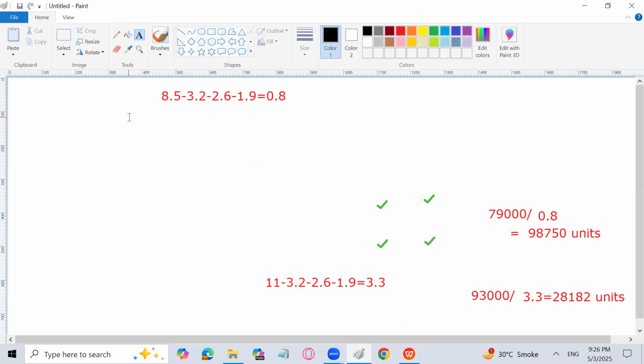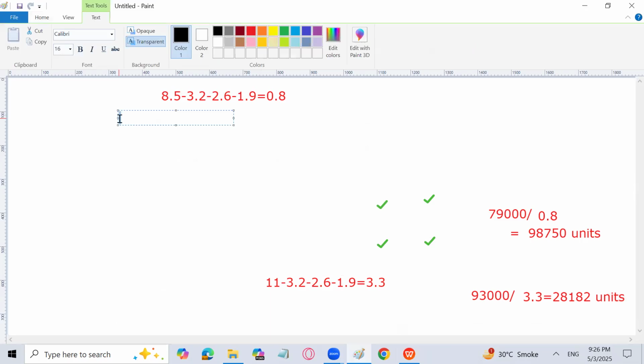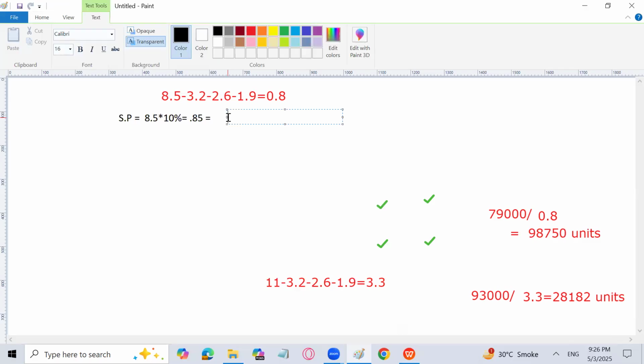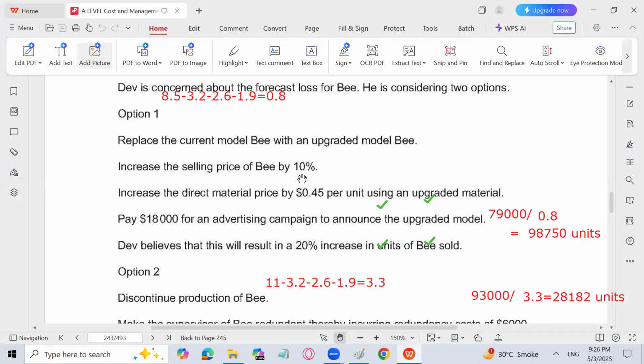So selling price of B will be upgraded, increased by 10% because we are going to produce a better version. So selling price of B is 8.5 into 10%. It is going to be 0.85. We will add 8.5 plus 0.85. How much we'll get? 8.5 plus 0.85. That is 9.35. 9.35. Okay. Next, the selling price is 9.35.